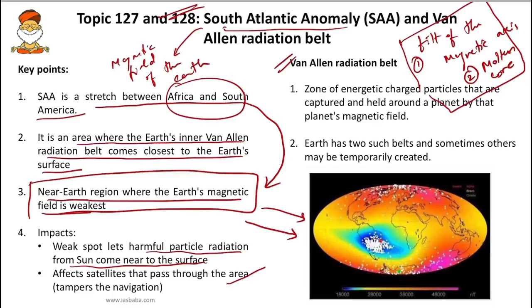Also try to know what the Van Allen radiation belt is. It is the zone of energetic charged particles that are captured and held around a planet by the planet's magnetic field. Earth has two such belts, and sometimes others may be temporarily created. For the time being, for prelims, just know that this is the zone where energetic charged particles are captured, and it is due to the planet's magnetic field.